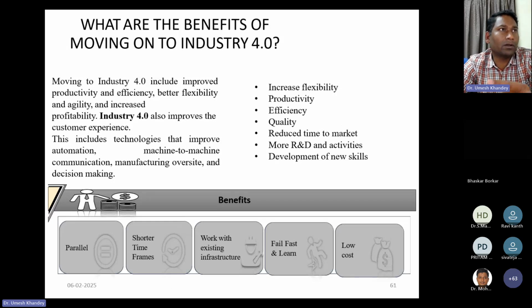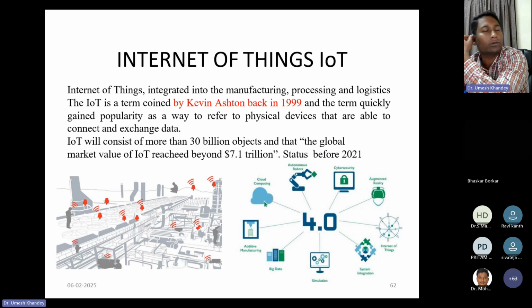So what are the benefits of moving on to Industry 4.0? That is increased flexibility, productivity, efficiency, quality, reduced time to market, more R&D activities, and development of new skills. Obviously, if you have large accessibility to data, to technology, and vast ICT, that ultimately gives you these benefits: parallel operations, shorter time frames, working with existing infrastructure easily, fail fast and learn fast, then low cost. These are going to be achieved with the help of Industry 4.0 application in your manufacturing industry.